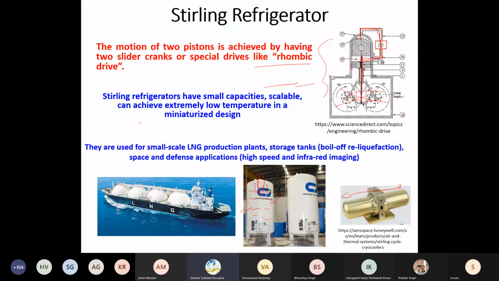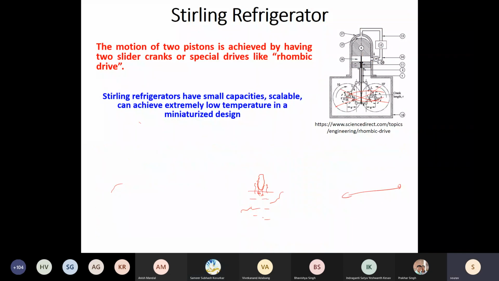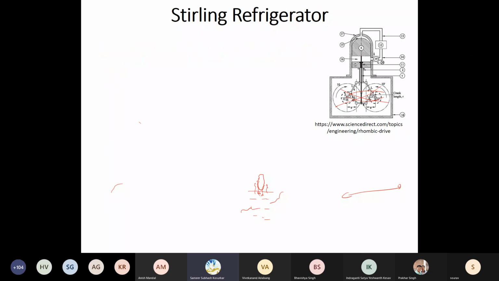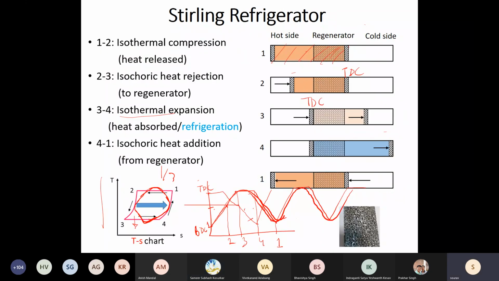Sir, what is the porous medium there? Porous medium, what is the material? No, I mean, what is it doing? Acha. So what it is doing is, see, we have to transfer heat which is rejected in this 2 to 3 process to the 4 to 1 process.